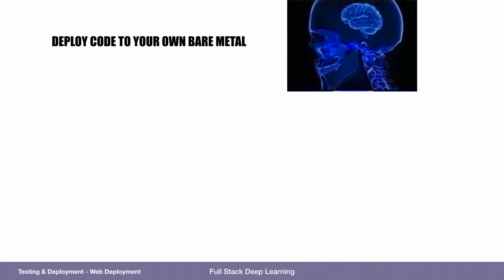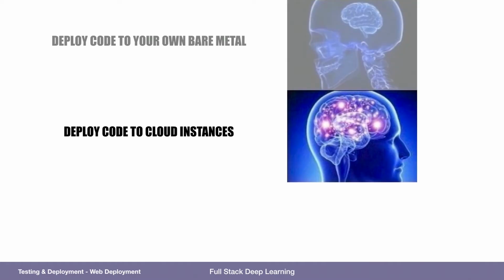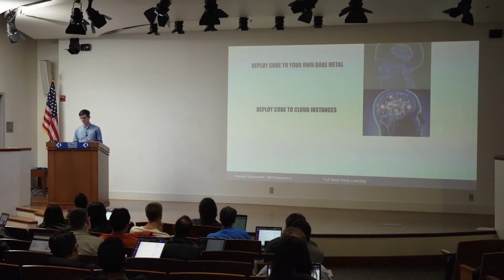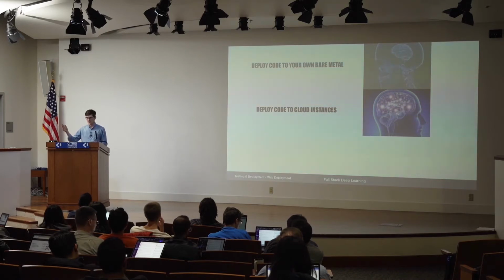So the first thing you might think to do, this is the old school way, is like deploy code to your own servers. And we don't even talk about that because we don't do that. But what you might want to do is deploy your code to cloud instances. And maybe I should talk about why we don't really deploy to our own servers. And the reason is really scale, right? Like you won't be able to buy enough machines fast enough if your application or the usage of your model really goes up.